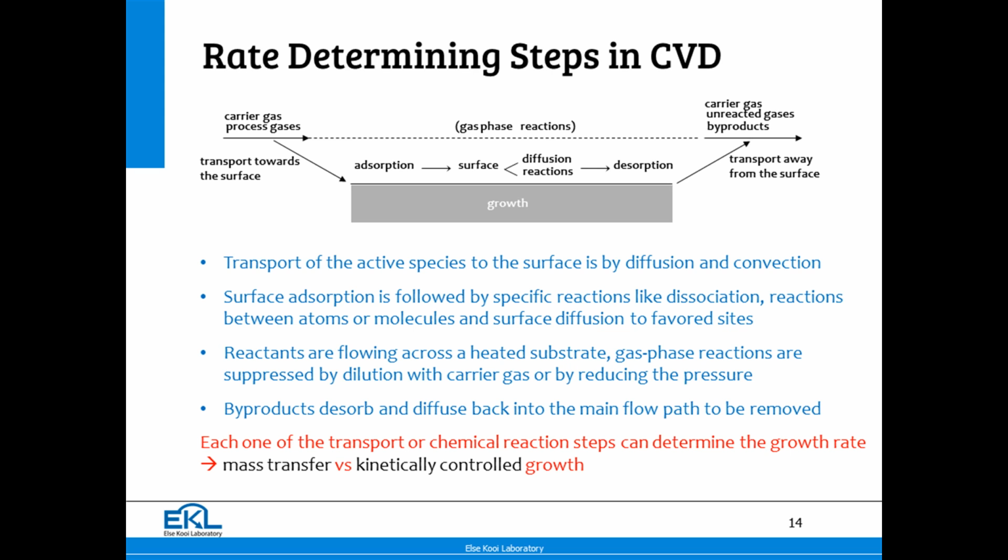What you have to realize is that each one of the steps described here can determine the growth rate. And if it's the diffusion that determines the growth rate, you call it mass transfer controlled growth. If it's the surface reaction here that controls the growth rate, it is called kinetically controlled growth.